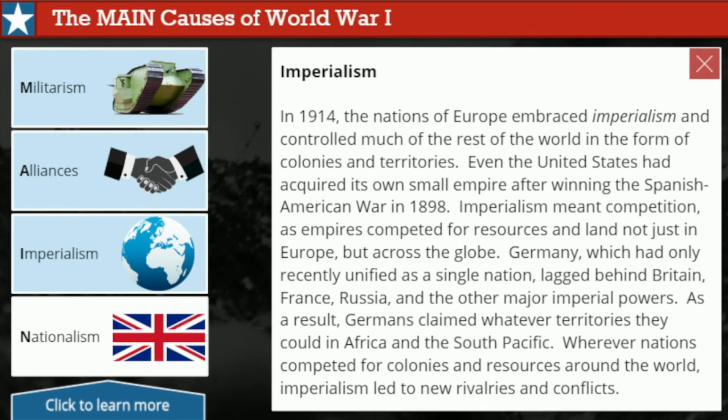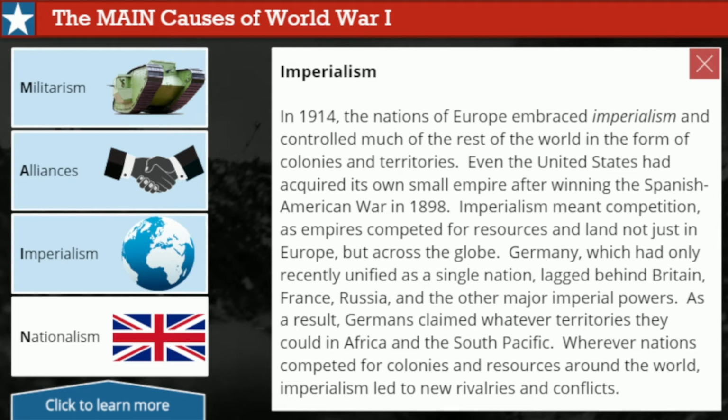Imperialism. In 1914, the nations of Europe embraced imperialism and controlled much of the rest of the world in the form of colonies and territories. Even the United States had acquired its own small empire after winning the Spanish-American War in 1898. Imperialism meant competition, as empires competed for resources and land not just in Europe but across the globe.